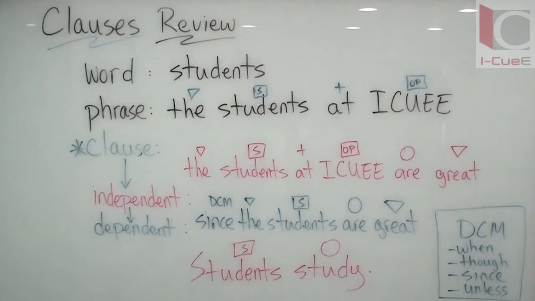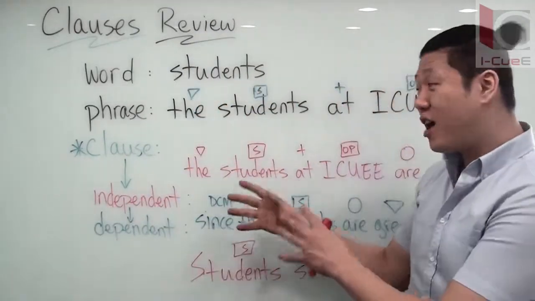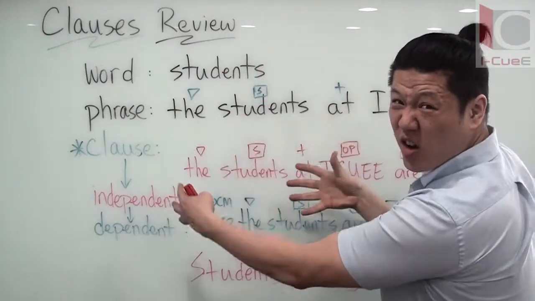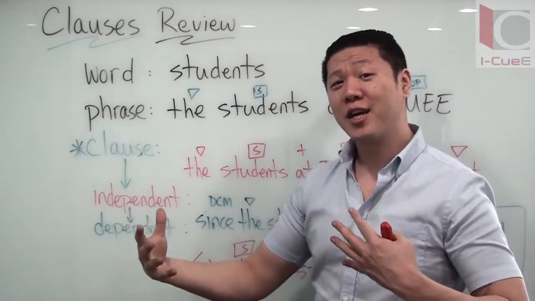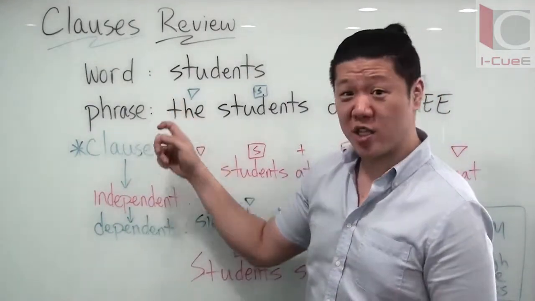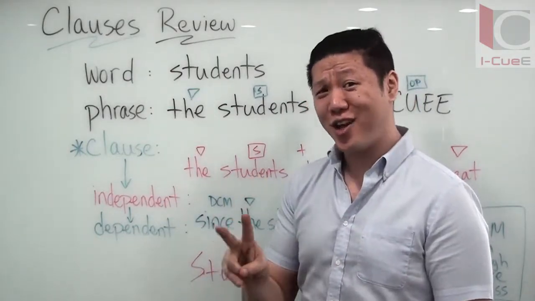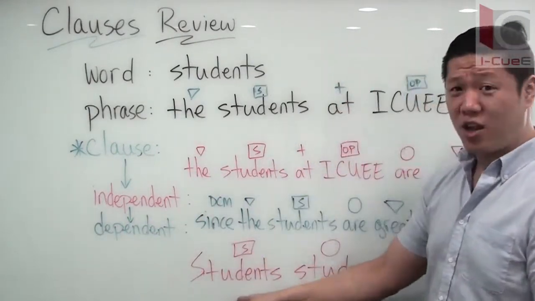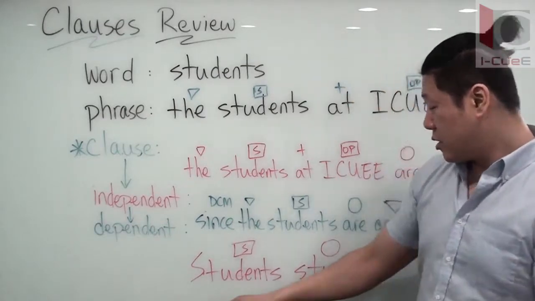One more thing. Before we review, one more thing. Just so you know, clauses, because we were using this one example, it was getting longer and longer and longer. I don't want you to think that just because it's longer, it makes it from a word to a phrase to a clause. You can have very short clauses. You can have 2-word clauses, because a clause, remember, group of words, subject and verb. You could have a 2-word clause. Instead of saying the students at IQ are great, I could just say, students study.